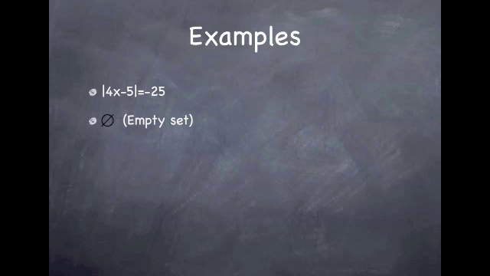An example of an empty set is |4x minus 5| equals negative 25. There's a negative on the other side of the equal sign, so that means it's an empty set. And if you did try to solve it, you'd get 4x equals 20, and then if you divided that, you'd get some answer. And then if you plugged it in, it still wouldn't work. So that's how you know that it's an empty set.